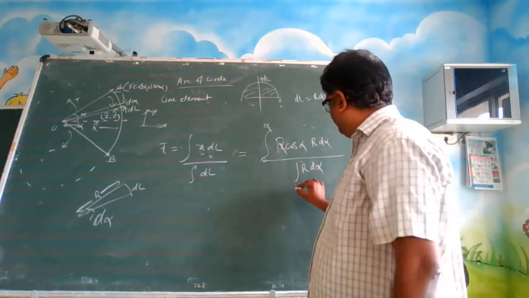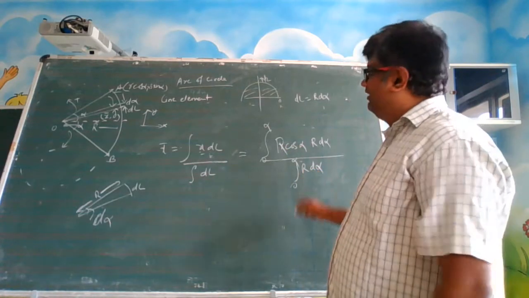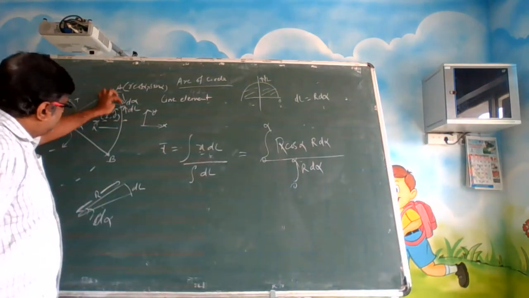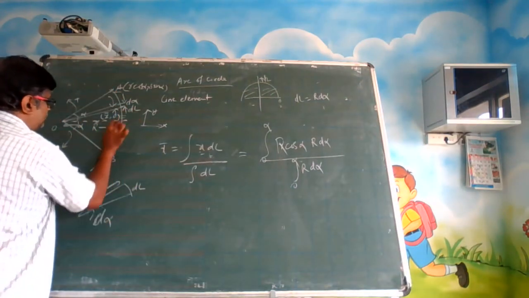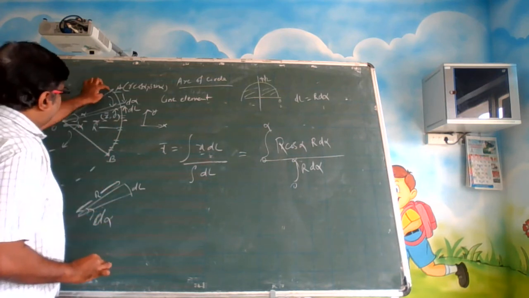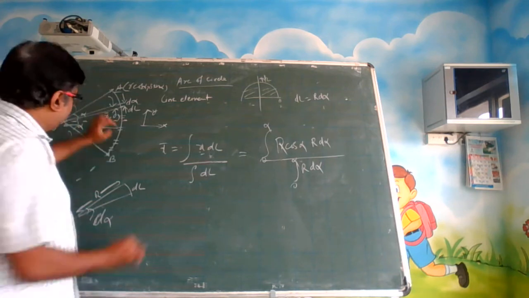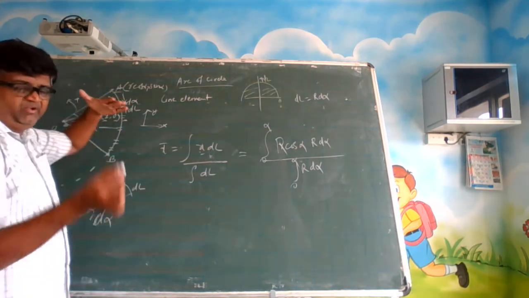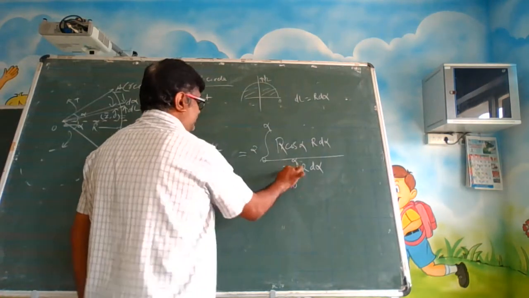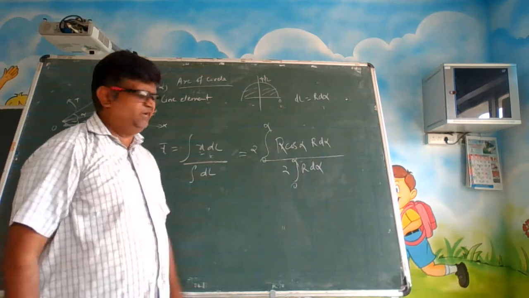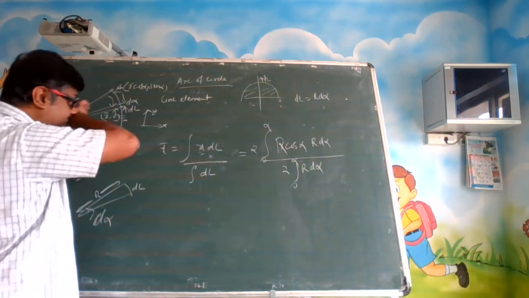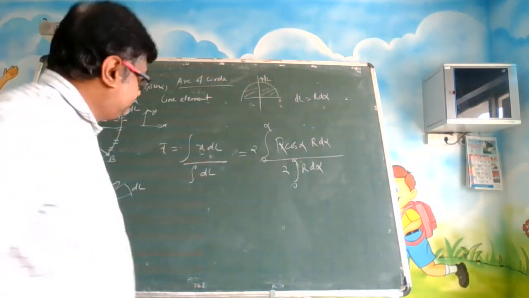If I write 0 to alpha here, what is this dl? dl is a small length. If I add all these dl, this is one more dl, this is one more dl, what will I get? I'll get the total length. So if I am doing from here to here, I am doing half the length multiplied by 2. I need to just put 2 here. So this 2 will anyway cancel. So we are taking only the upper half. No need to write this 2.